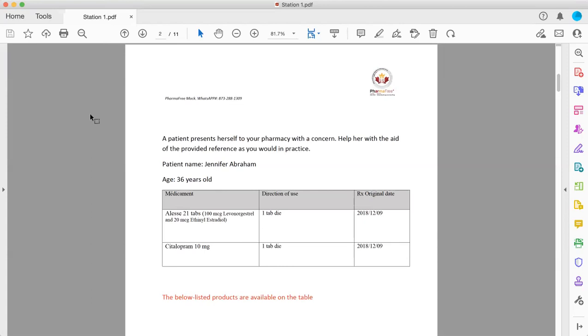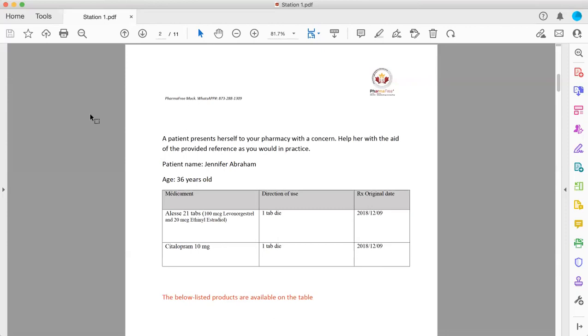Oh, yeah, Jennifer. I can see your file here. And you are 36 years old, am I right? Yes, you're right. Okay. And I see here that you are using Alice for birth control. Is that correct? Yes, correct. Do you experience any side effects from this medication? No. Okay. And I see here that you are using citalopram. Yes. Do you use it as prescribed? Yes, once daily. Do you have any side effect or anything? No. It's working. Okay, good.